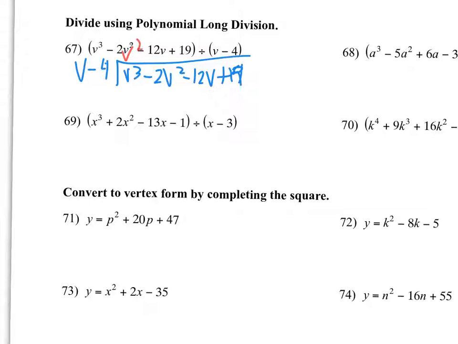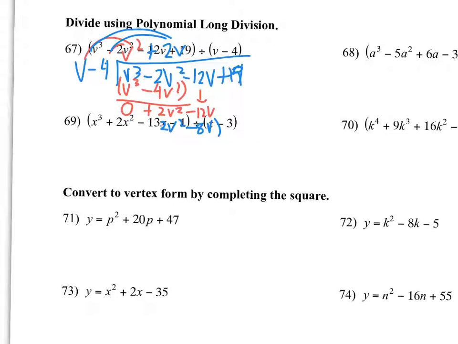Okay, so it's going to be v squared. Multiplying down, we get v to the third minus 4v squared. Subtracting, we've got 0 and plus 2v squared. Bring down the minus 12v. So then we've got plus 2v. Multiplying that down, we've got 2v squared and minus 8v. When we subtract, we get 0, and negative 12 minus negative 8 is minus 4v, and we got to bring down that plus 19.